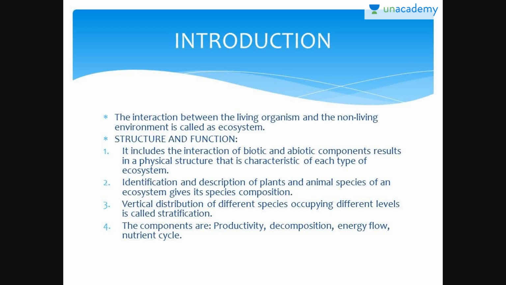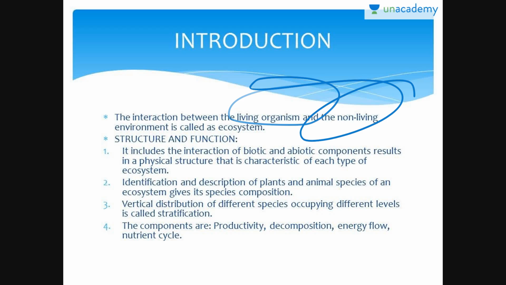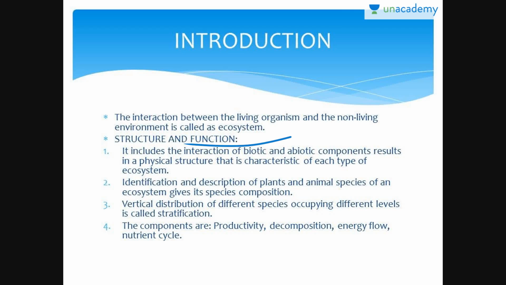So the interaction between the living organisms and the non-living environment is called an ecosystem. There are several things which are important for its structure and function. It includes the interaction of biotic and abiotic components, resulting in a physical structure that is characteristic of a type of ecosystem. Identification and description of plant and animal species of an ecosystem give its species composition.